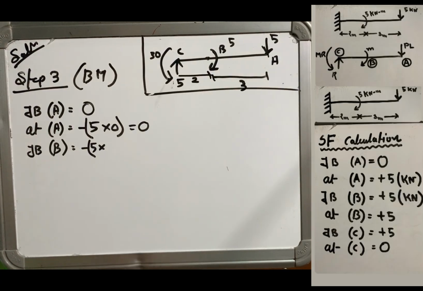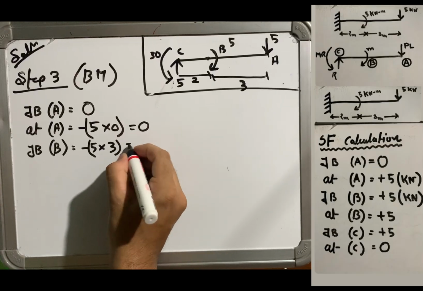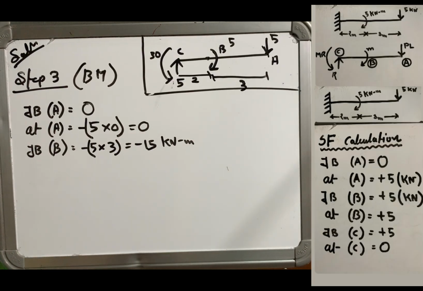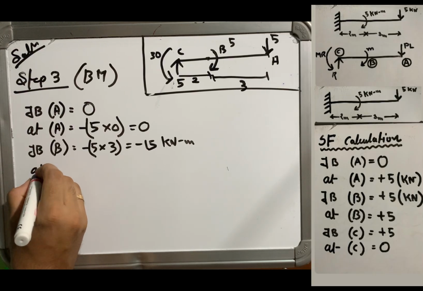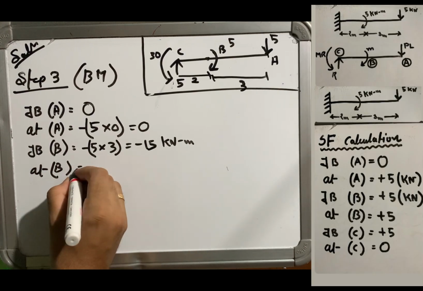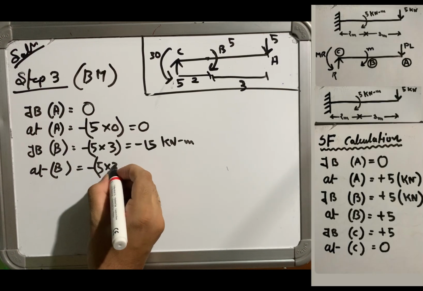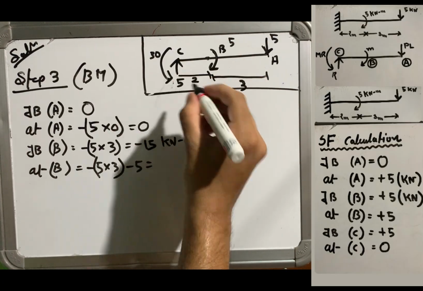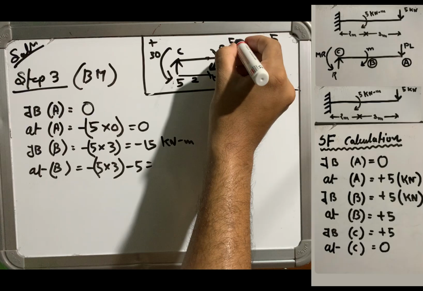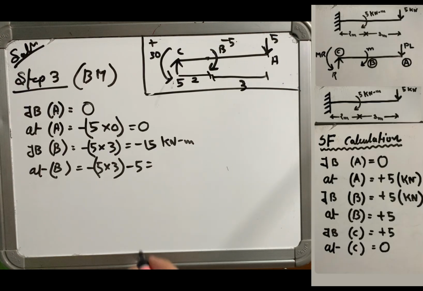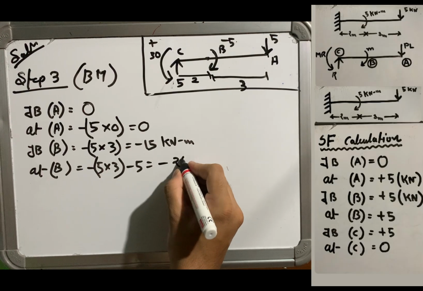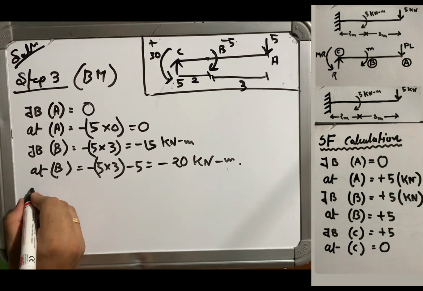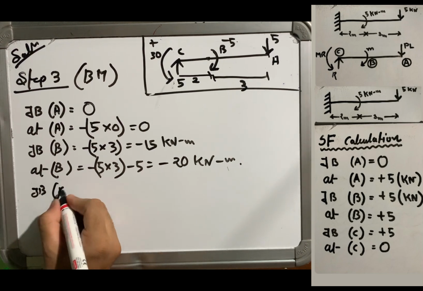Just before B, what we have, minus the downward distance, but from B to A there is 3. So 5 into 3, which is minus 15 kilonewton meter. At B, minus 5 into 3, as we already know, and minus 5. From where did this come? At B point we have a moment which is minus 5 because it is clockwise direction.